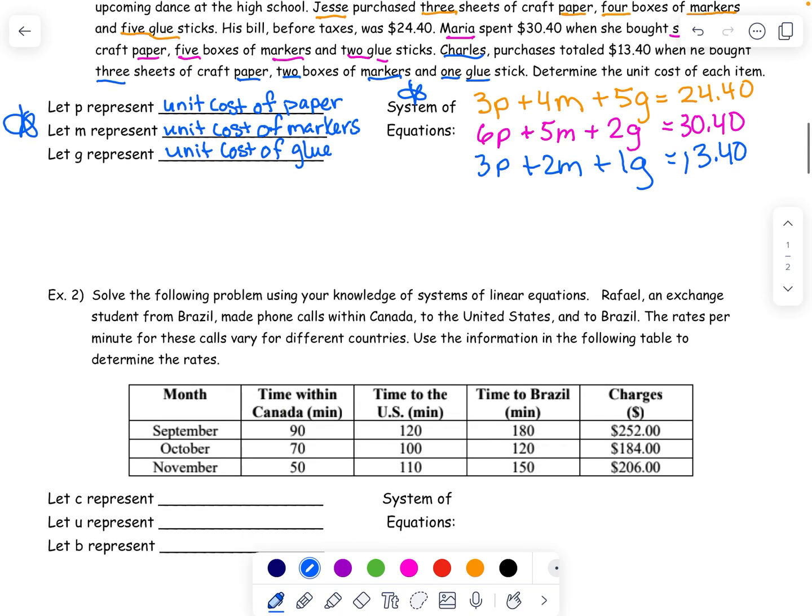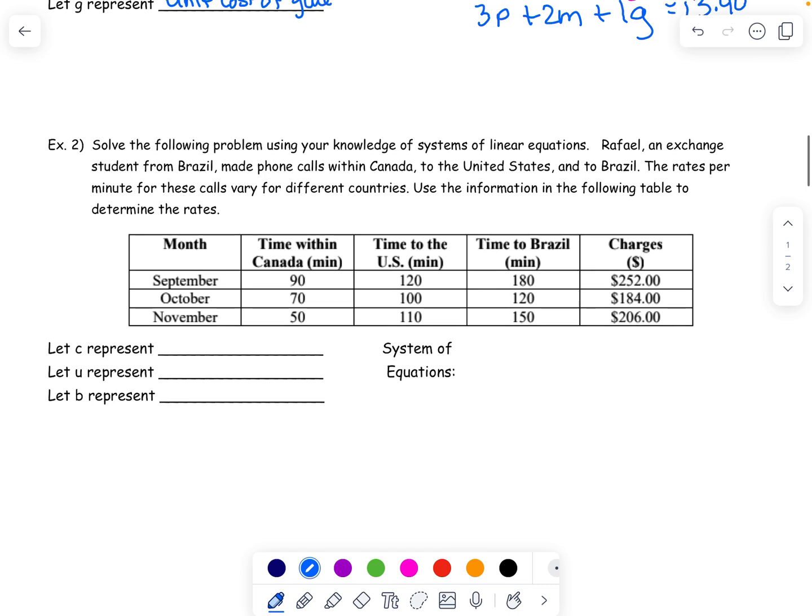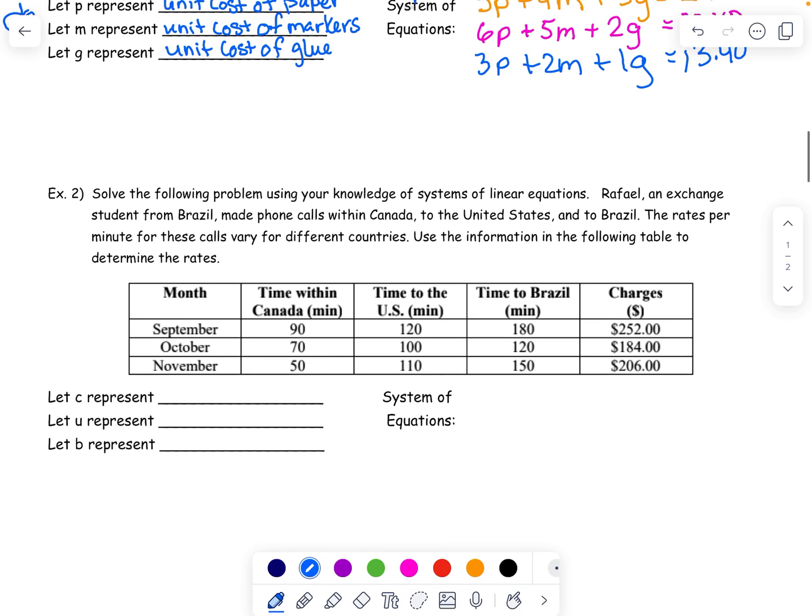And so you can see how we've set up the system of equations. What I'm gonna do is I'm gonna set both of these up, and then later on I'm going to solve them, because I think most of you are just gonna need the setup at this point.